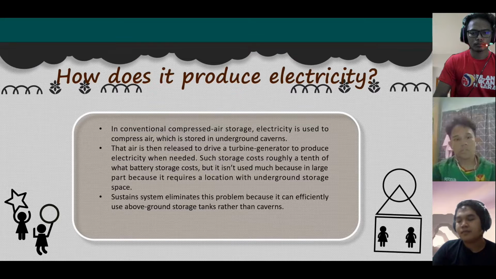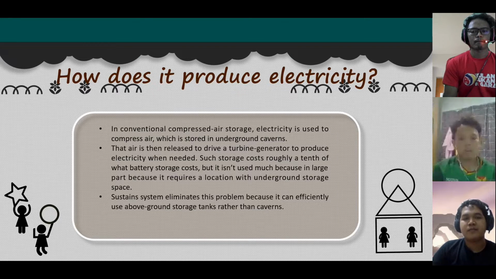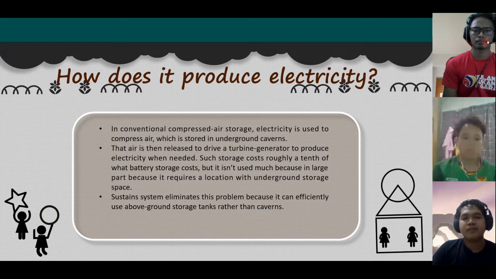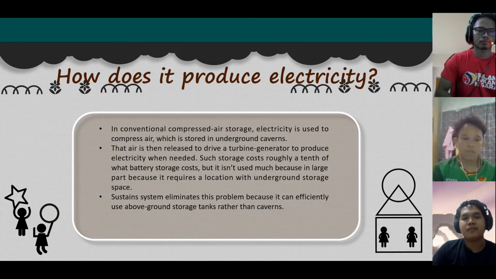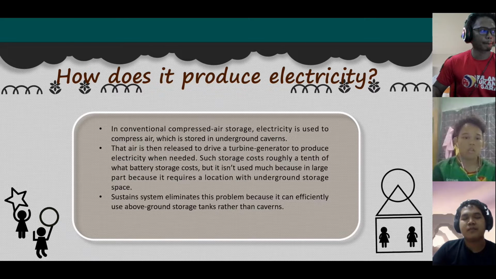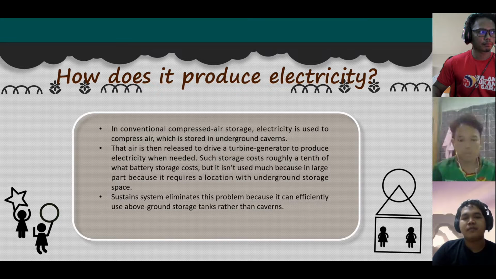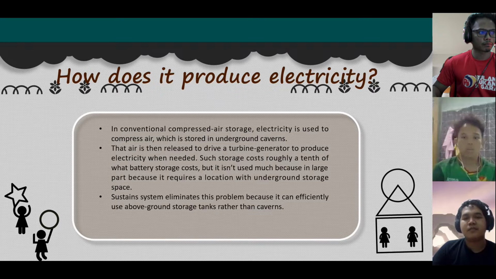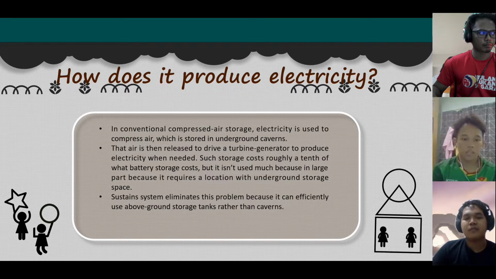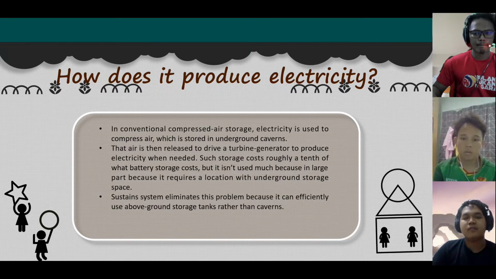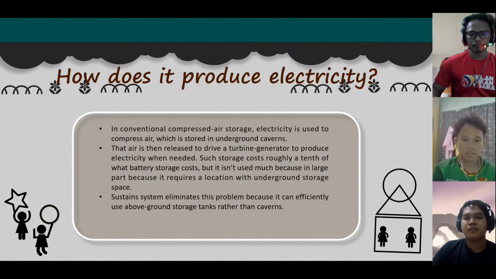How does it produce electricity? In conventional compressed air storage, electricity is used to compress air, which is stored in underground caverns. That air is then released to drive a turbine generator to produce electricity when needed. Such storage costs roughly a tenth of what battery storage costs, but it isn't used much because in large part it requires a location with underground storage space. This system eliminates this problem because it can efficiently use above ground storage tanks rather than caverns.